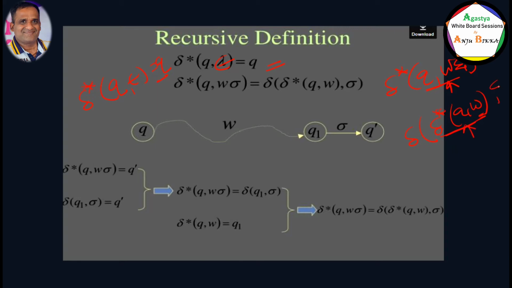So this leads to a state. For that state you are giving only one symbol, which is sigma. Then we apply delta with that sigma. So this is what the extended function is. Delta star of Q, W and sigma ends up with Q dash, where Q1 with sigma ends with Q dash. So this is the recursive definition.